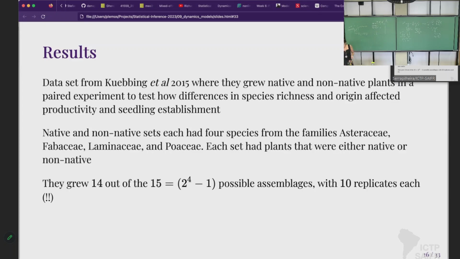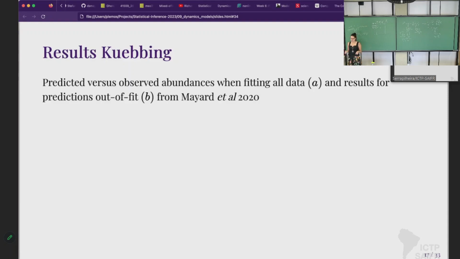The results for this data are from one of the data sets in Dan's paper. What we're going to see is a plot of the predicted versus observed abundances. Here we're going to have the observed abundances for all species, and here the predicted abundances. Then we'll see how correlated they are, which tells us how well our model predicted the abundances of the species once we have estimated this matrix of interactions, this matrix B.